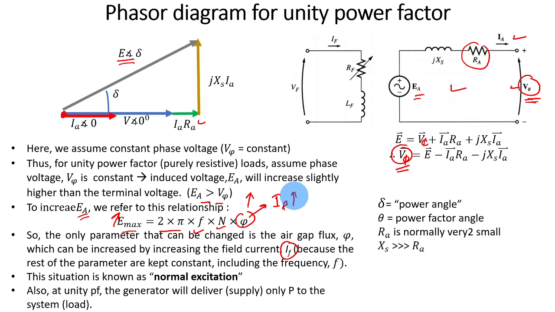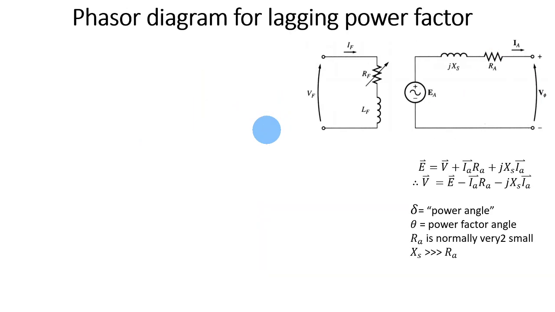As you can see also, at unity power factor, the generator will only deliver real power, because you can see that there's no imaginary power here. S is equal to V multiplied by I, and because V and I are in unity, it is always a real value.